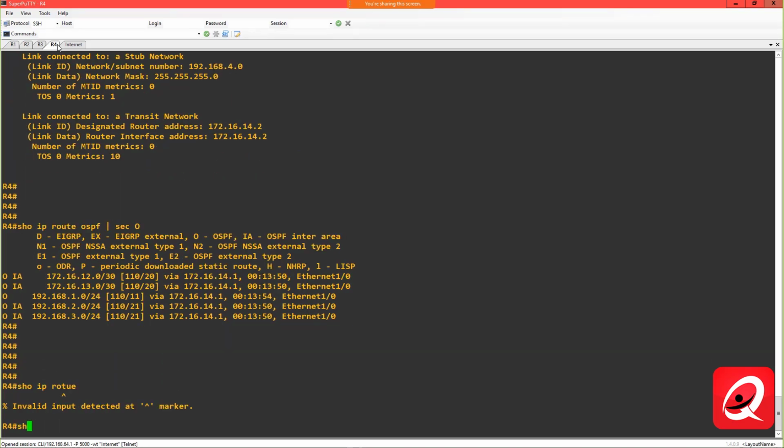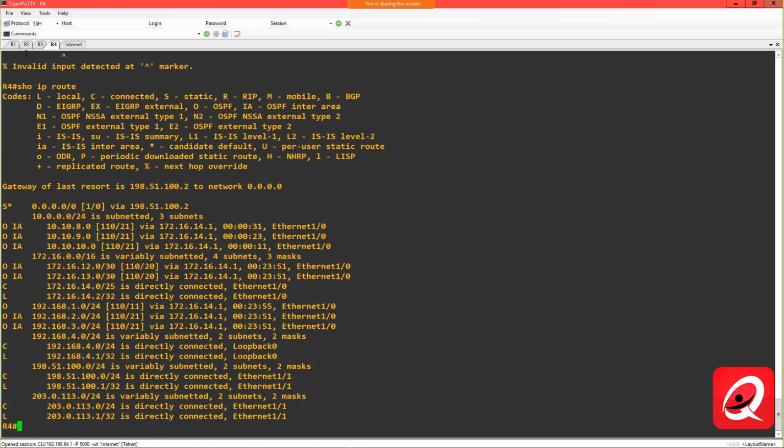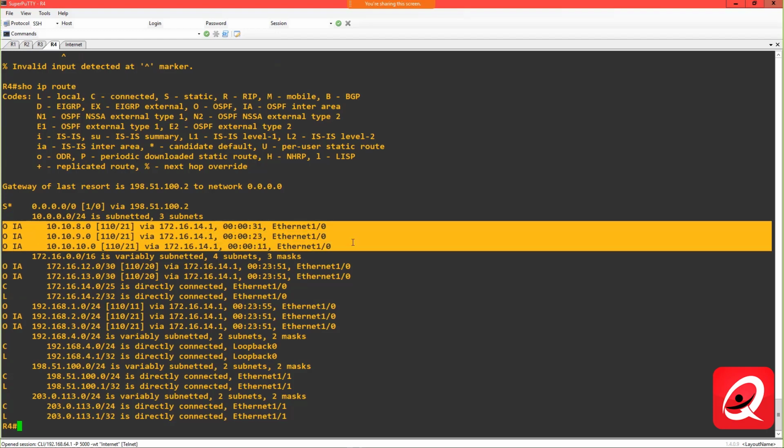But now if I go to router 4, show IP route, you will see that those loopbacks are showing up on router 4 as OIA routes, but they're showing up individually, meaning that summarization did not occur automatically. They just simply showed up as their individual subnets.